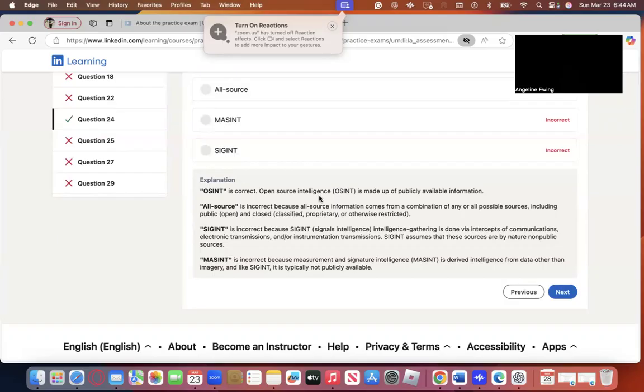Signal intelligence gathering is done via intercept of communications, electronic transmission, or instrumentation transmission. SIGINT assumes these resources are by nature non-public sources. On the other hand, measurement and signature intelligence, MASINT, is derived intelligence from data other than imagery, and like SIGINT, it is typically not publicly available.